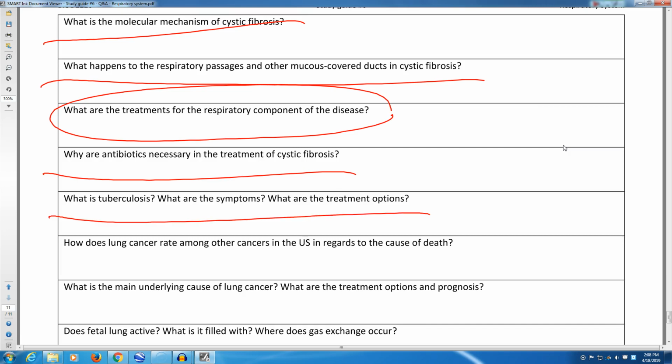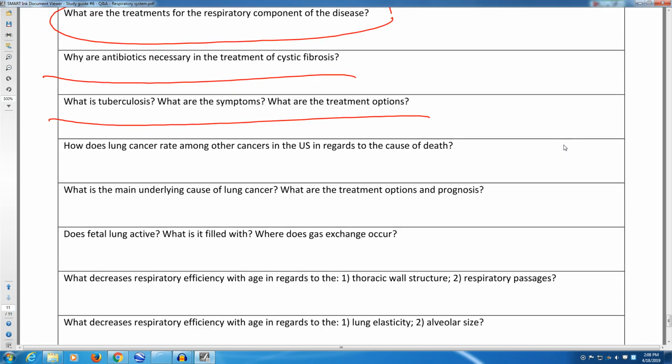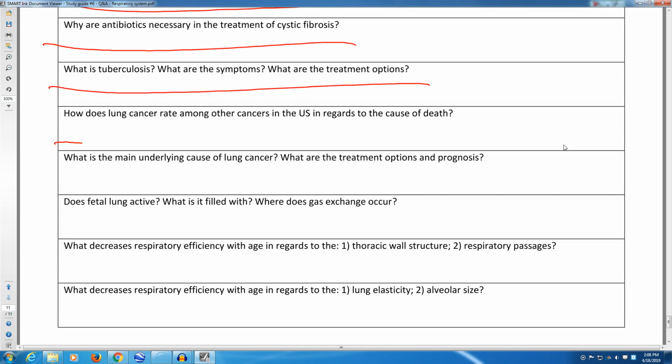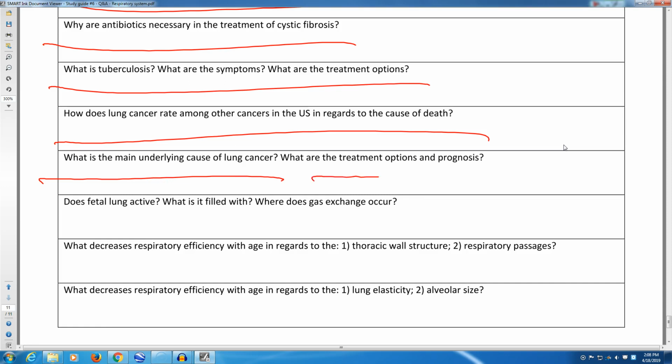Tuberculosis, infectious disease, cough, fatigue, night sweats, treated with antibiotics. Lung cancer, number one cause of death from cancer. Underlying cause: smoking. Treatment options: early diagnostics, radiation, surgery, checkpoint inhibitors. Late stage diagnostics, prognosis is poor.